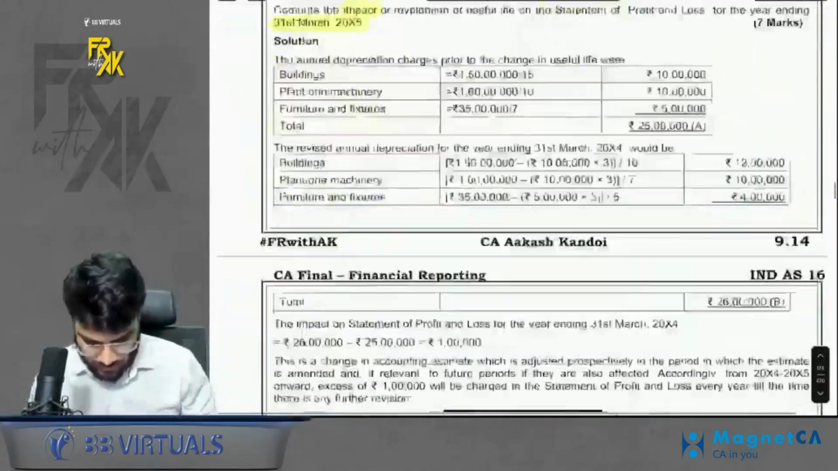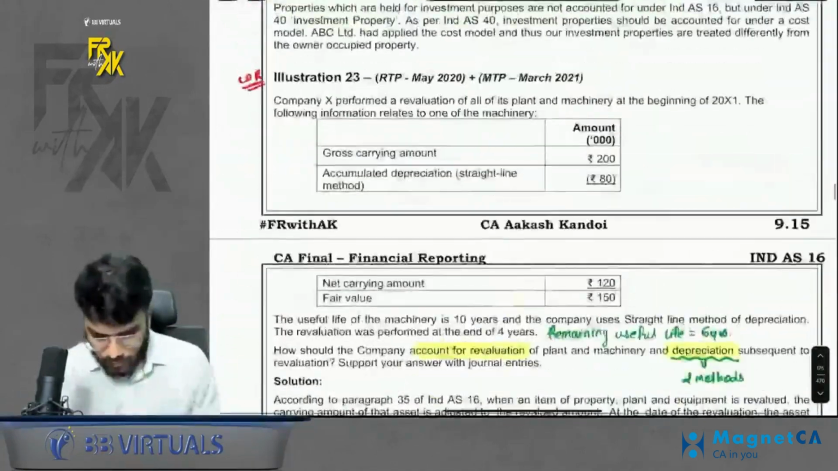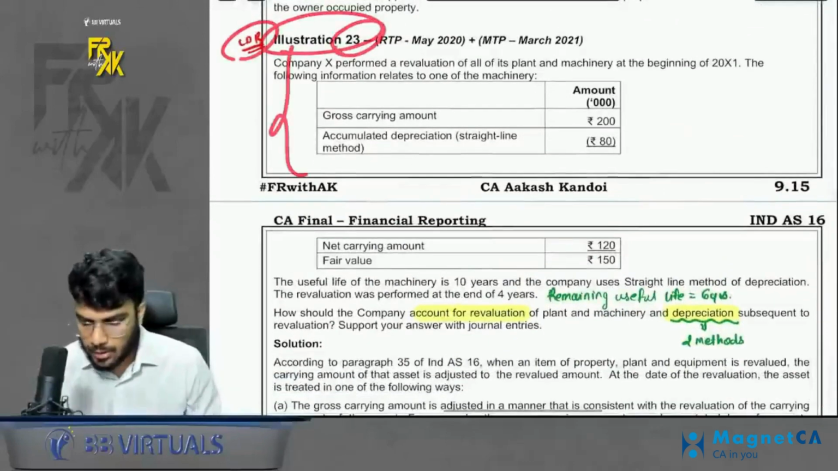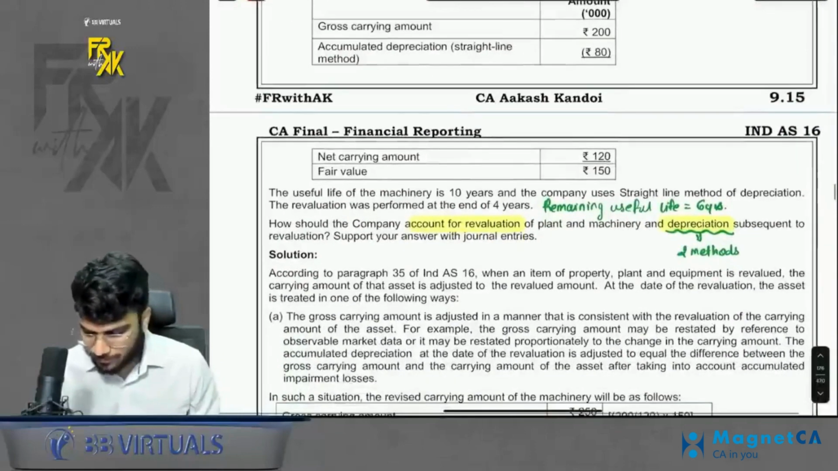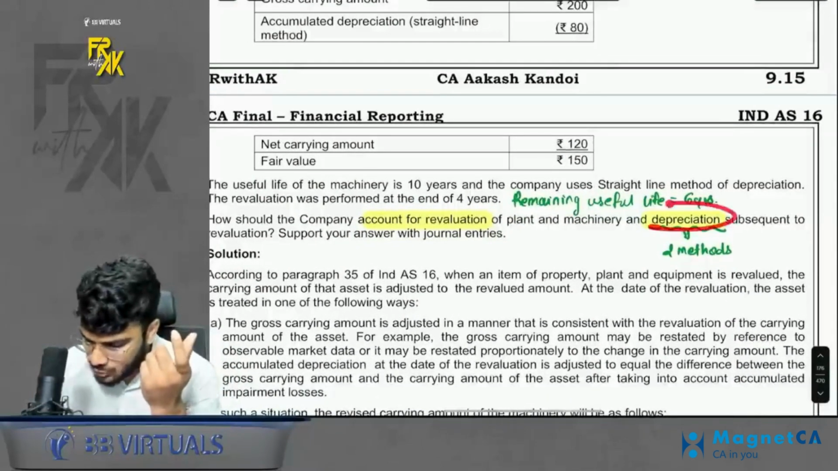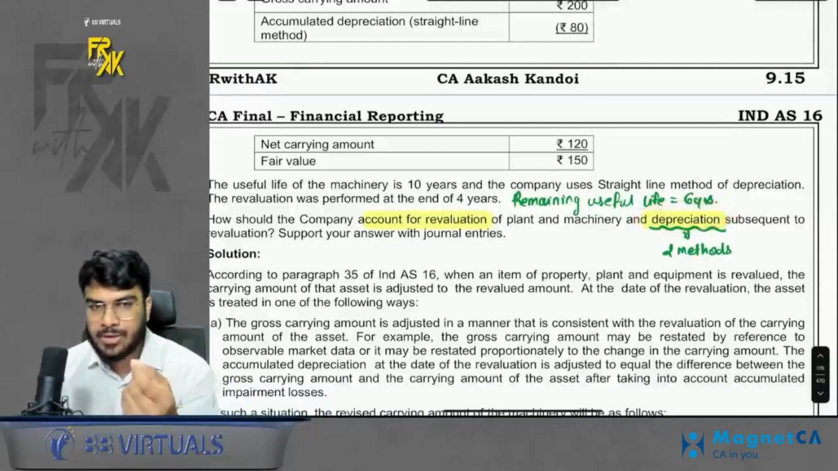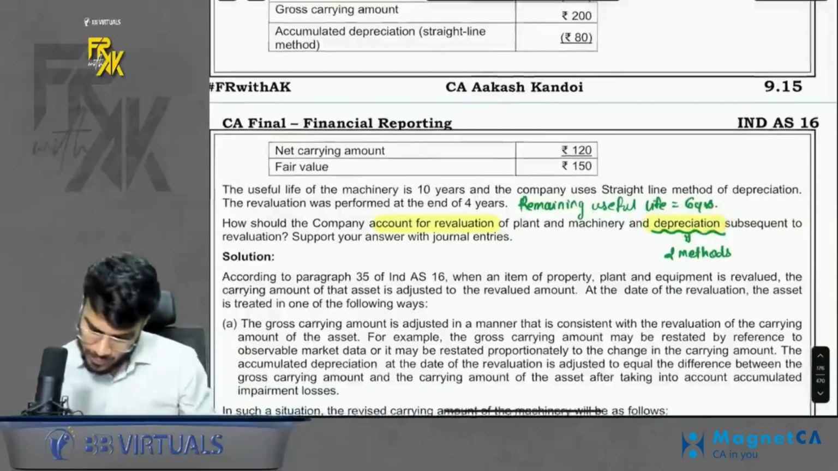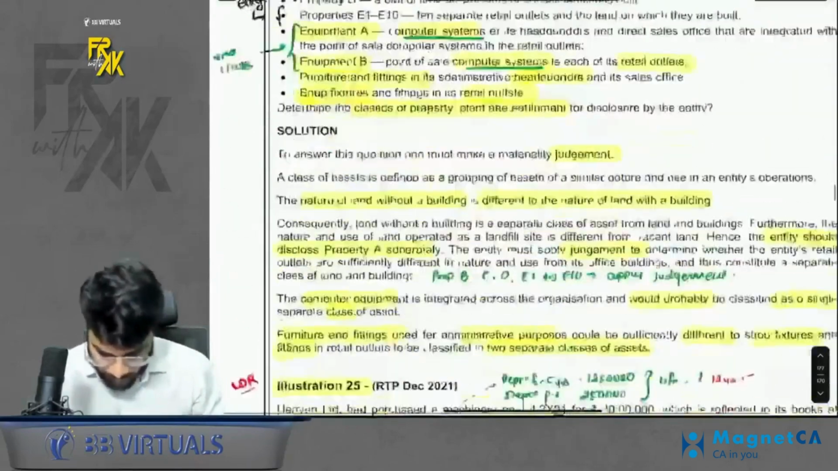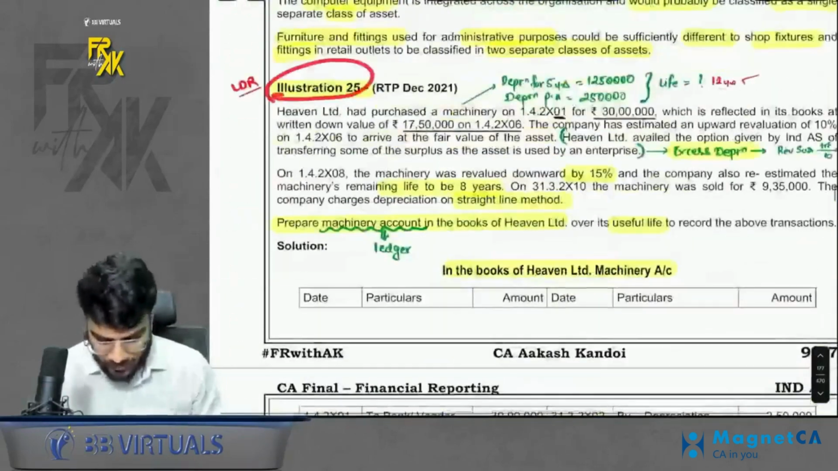Okay, let's proceed further. Now illustration number 23, it is LDR, but it is simple. Why? This question talks about the two treatments of depreciation. Do you remember when you revalue the asset, we have two methods to treat the accumulated depreciation? Either we will eliminate it or not eliminate it. So this is simple. You can solve this on your own. Okay, but this is an important question.